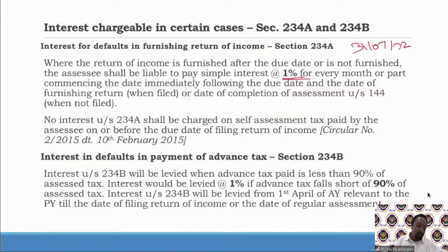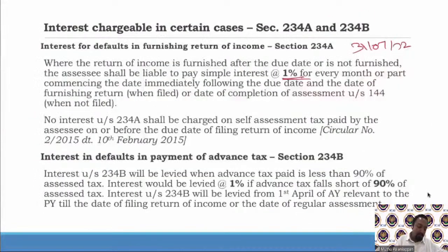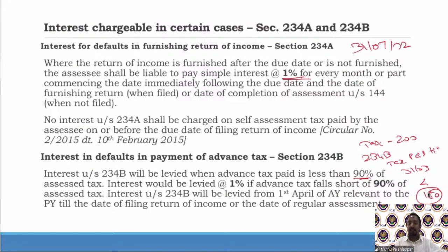So that is 234A. 234B: we said advance tax has to be paid 100%. 234B is applicable when you have paid less than 90% of advance tax. If your total tax is 200, 234B will be applicable if your tax paid till 31/3 is less than 180. So if before 31st March you have paid less than 90%, 1% per month interest applies. Let's say you are paying on 31 July 2022, you will pay for April, May, June, July, so 4 months interest. That is 4%, 1% per month. So this is for shortfall of advance tax.